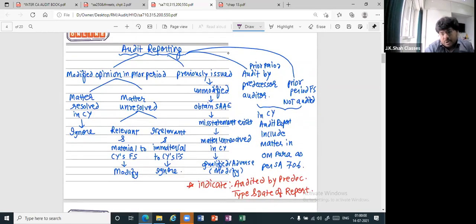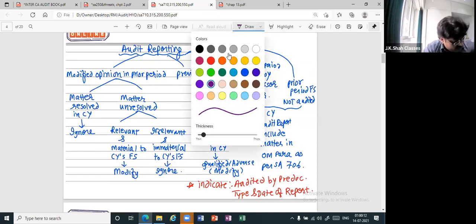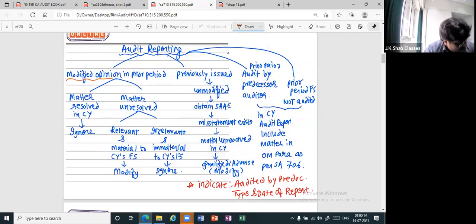Last part, impact on reporting, not difficult at all. Listen, firstly, say there was a modified opinion in the prior period. Assume I am the only auditor. I gave a modified opinion in the last year. Think and answer. I may have given that modified opinion last year because of some matter. When do you give a modified opinion? In two situations: when there are material misstatements and when there is no sufficient evidence.